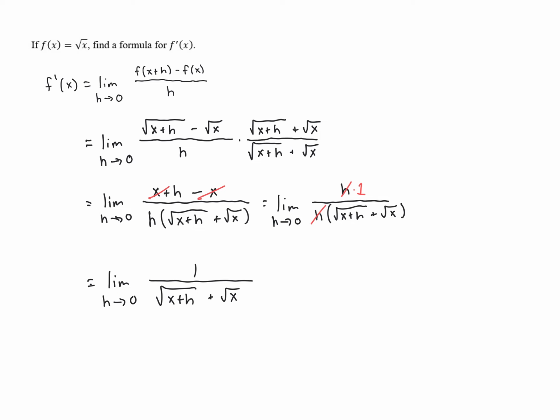And now we can actually use direct substitution, because when we plug in 0 for h, that's just going to become the square root of x down there. So we've got 1 over root x plus root x. And of course, anything plus itself is 2 times that thing. So this is going to be 1 over 2 root x. And that is the derivative of the square root of x.